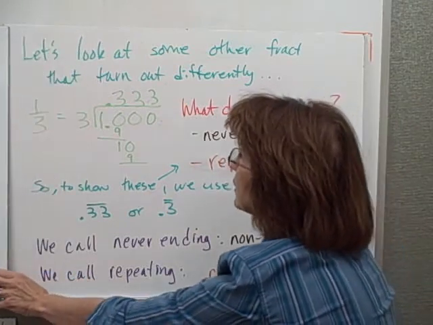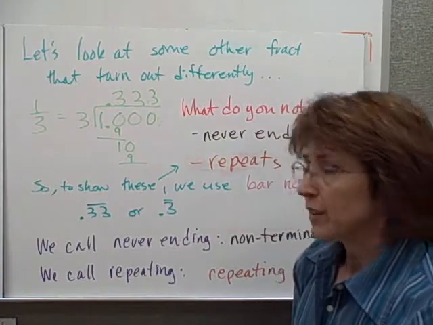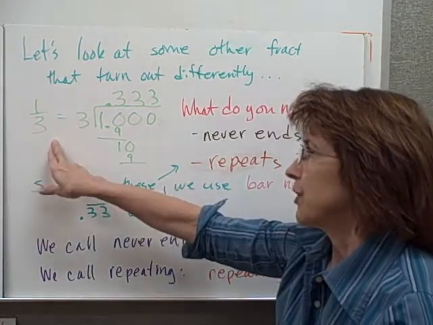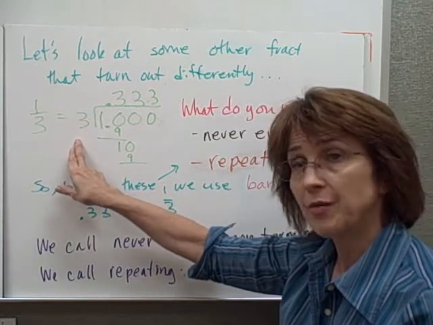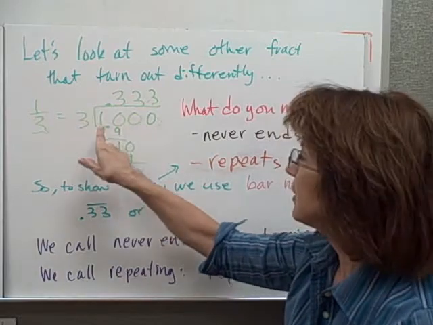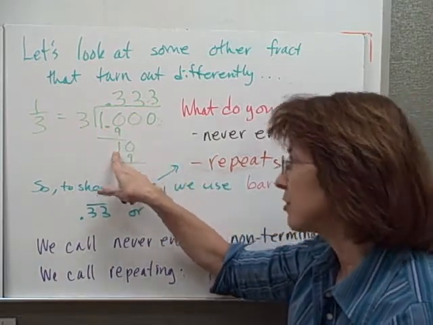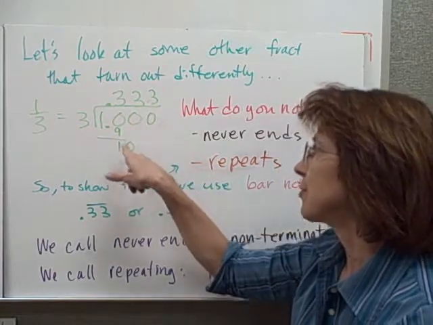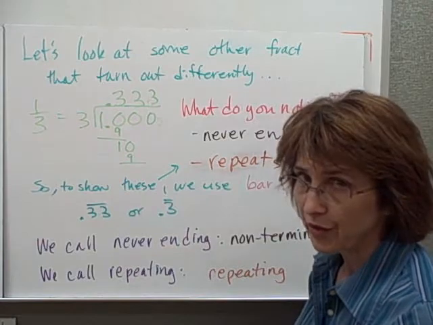All right, now let's look at some examples that turn out a little differently. For example, 1/3. Well, the top dog goes in the house and divide it by 3. Put our decimal, a couple of zeros, and we never finish. Look at this. 3 goes into 10 3 times. 3 times 3 is 9. 1 left over. Bring down the 0. 3 goes into 10 3 times. 9. 1 left over. We keep going on and on and on.